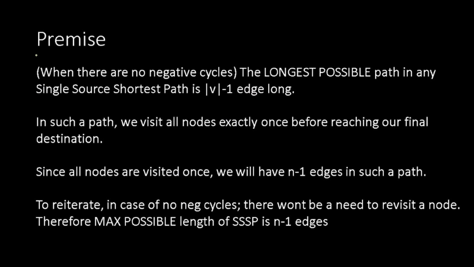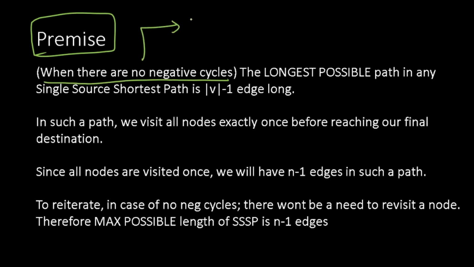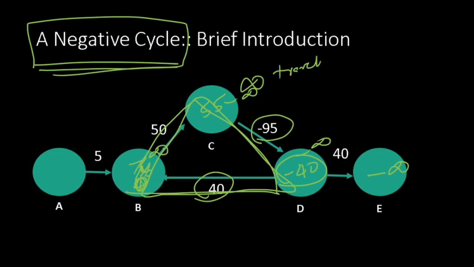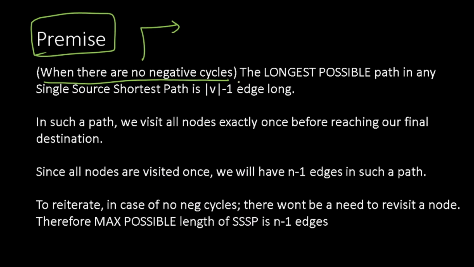Okay, so having introduced negative cycle, let me define a premise. Let us say there are no negative cycles. What does this mean? When there are no negative cycles, there are no cycles like this where you end up losing weight by infinitely traversing. When there are no negative cycles, the longest possible path in any single source shortest path.